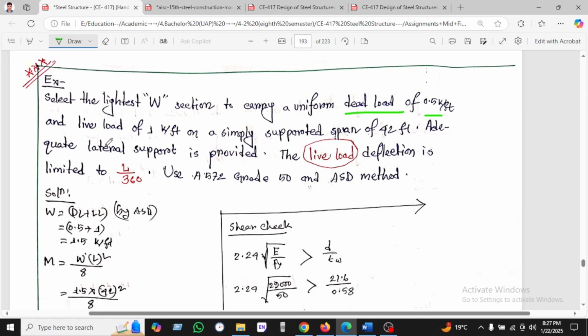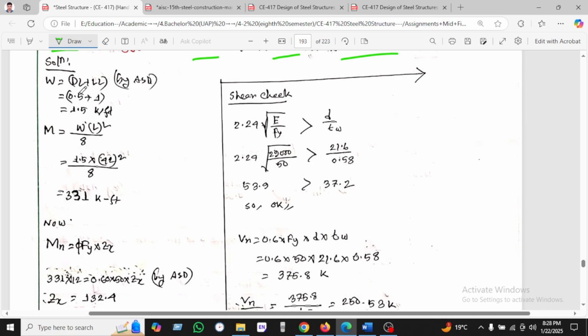This is the dead load, and live load 1 kip per foot, simply supported over 42 feet. Adequate lateral support is provided, and the live load is deflected. So for deflection, we know the limit is L by 360, and use Fy 50 grade and use the ASD method. So let's see. We know W equals dead load plus live load, 1.4.